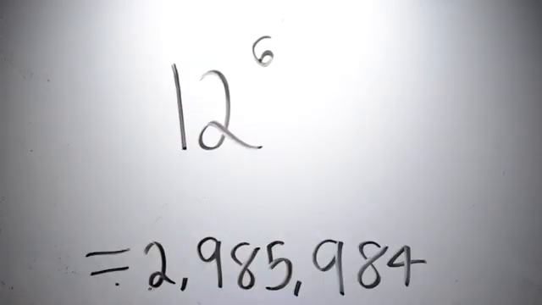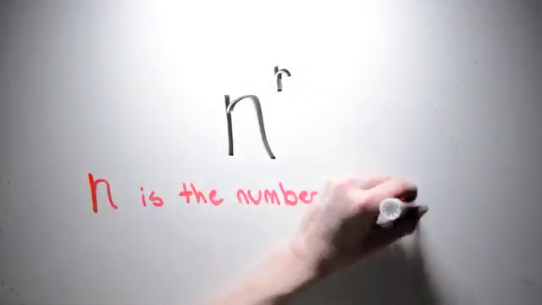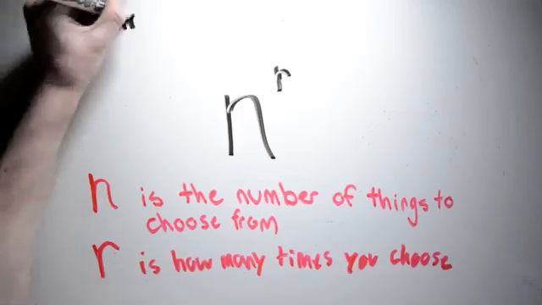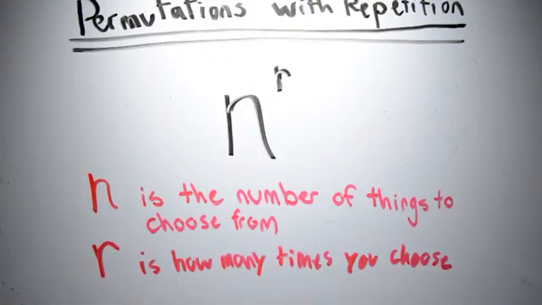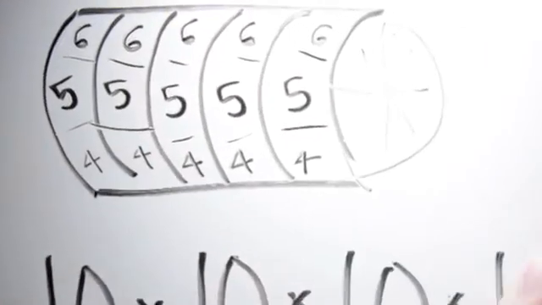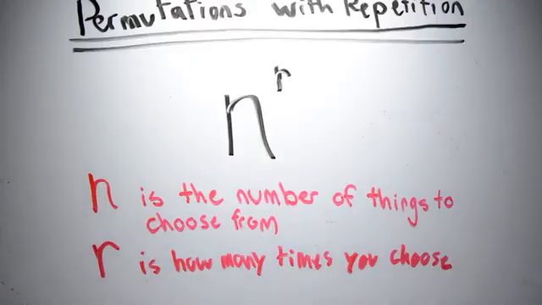To be able to put in any number we want, we can write this as a formula with variables. N is the number of things to choose from, and R is how many times you can choose. This is called a permutation, specifically a permutation with repetition. It has repetition because, like in the lock example, we're able to choose the same number more than once.